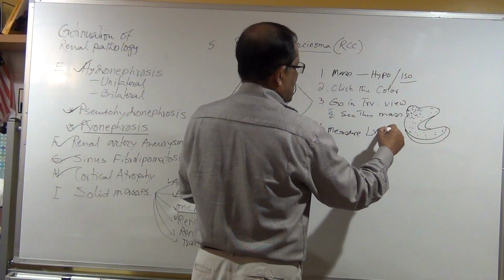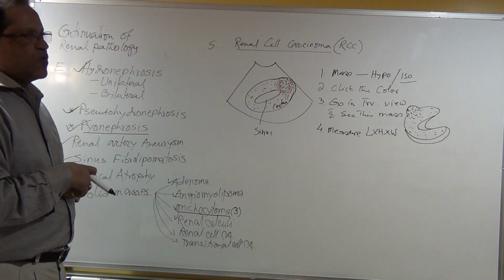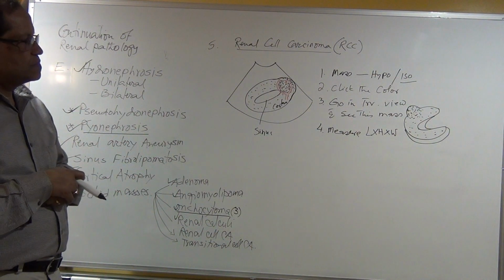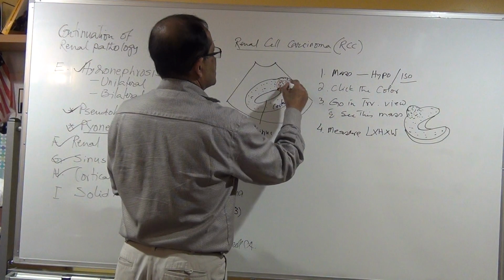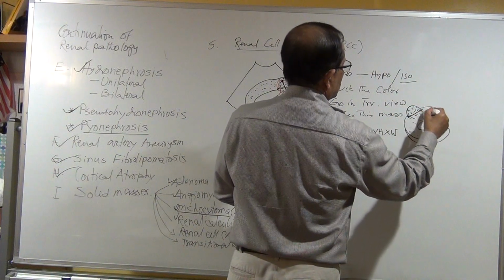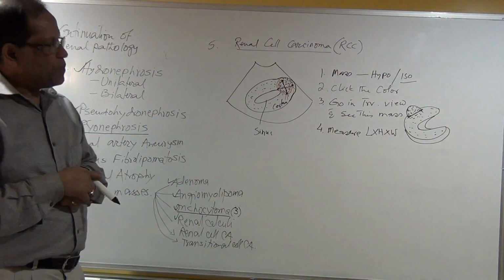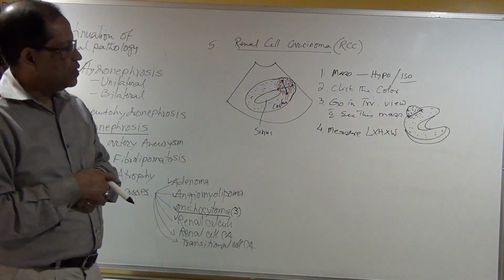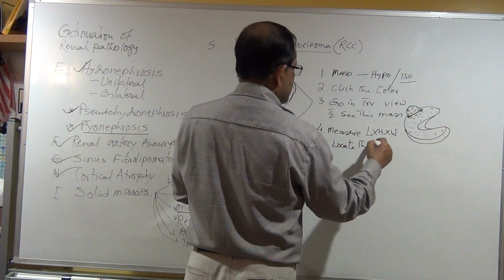So when you see this, then measure the length, height times width. Measure for follow-up. You're going to measure the length and height, and you will measure the width. And you have to locate where it is located. It's in the middle or upper pole or lower pole. Is it in the sinus or is it in the cortex? Okay? You have to make a location. Locate the mass.